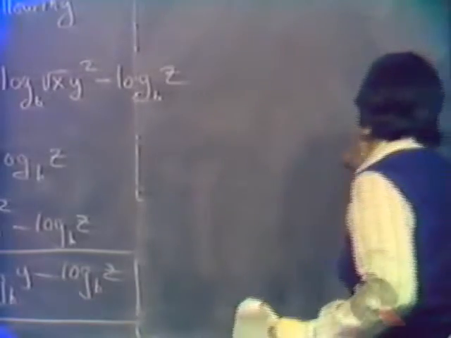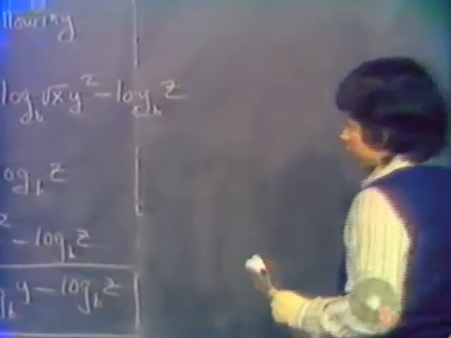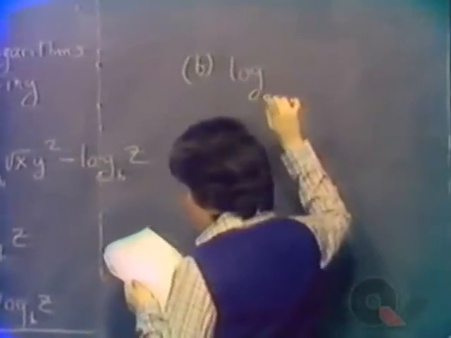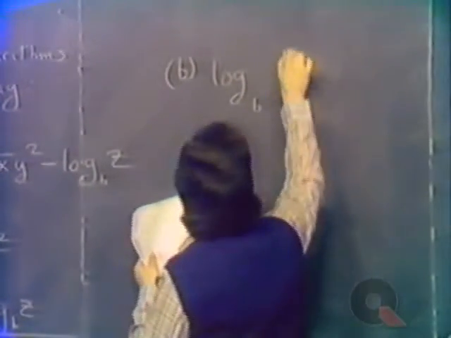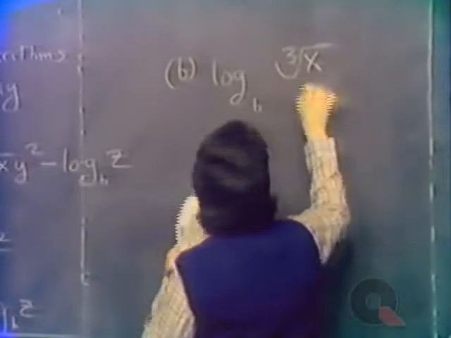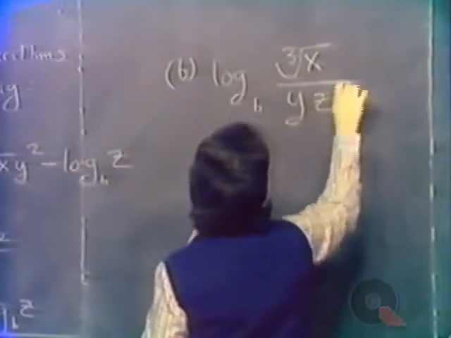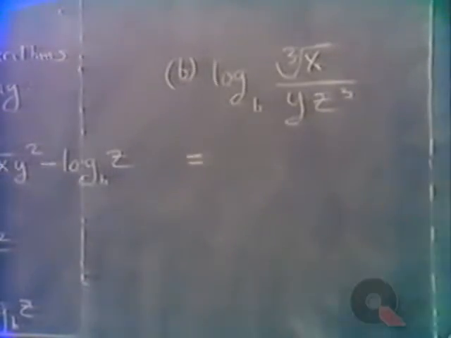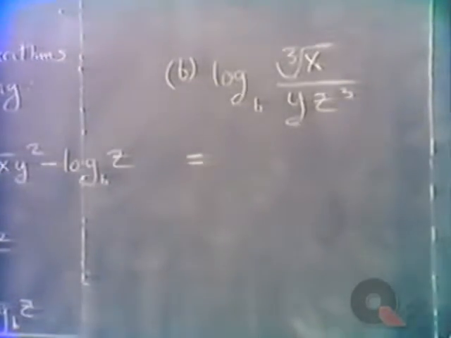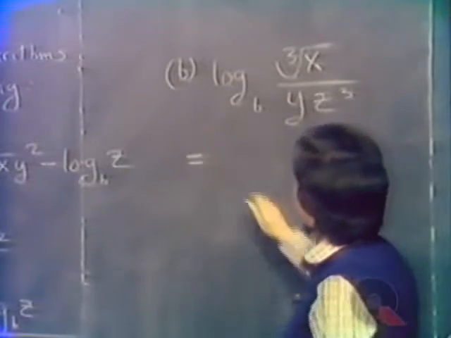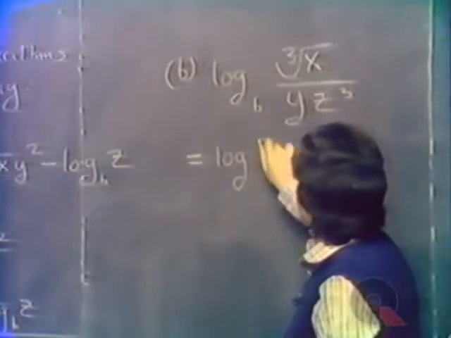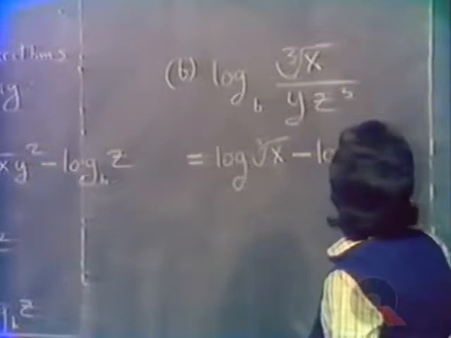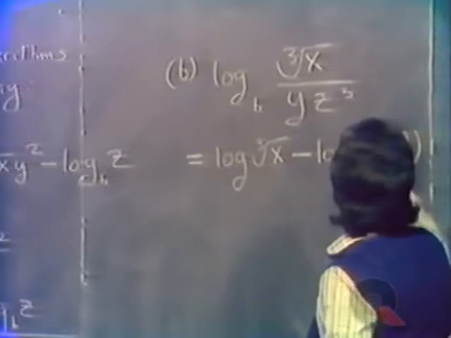Now let's do part B. The log to the base b of the cube root of x over y z cubed. The same type of problem. I want to use properties of logs to simplify this. Now, we'll start off the same way. It's the log of the numerator minus the log of the denominator.